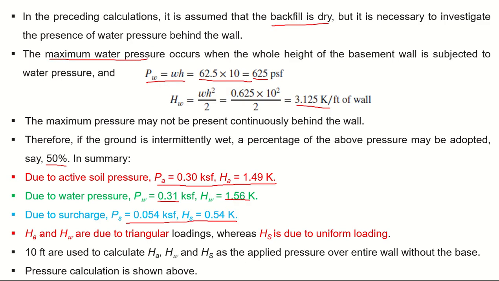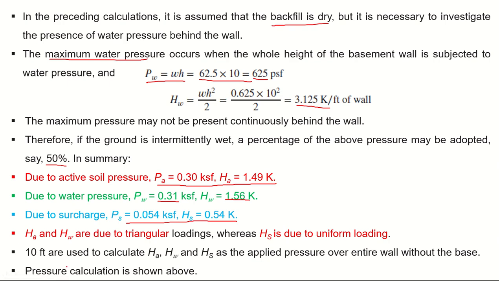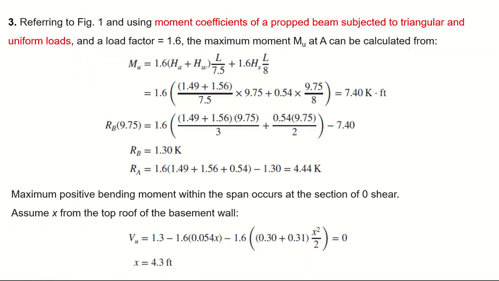Now HA and HW are due to triangular loadings, whereas HS is due to uniform loading. I already explained here, this is triangular loading and this is uniform loading because of the surcharge, and these are because of the water and the backfill. 10 feet are used to calculate HA, HW and HS as applied pressure over the entire wall without the base. So the pressure calculation is shown above already.